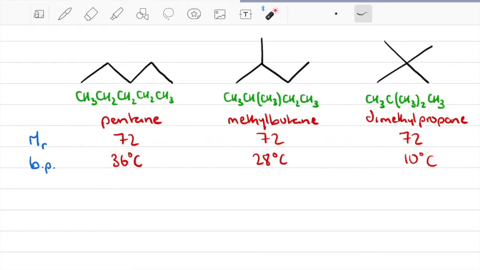And if we look at what's happening here, as there is greater branching, the boiling point decreases. So the intermolecular forces, the van der Waals forces, are less strong. Now, this can't be to do with the number of temporary induced dipoles, because we would expect there to be the same in all 3 because we have the same number of electrons. So there's obviously another factor. And the phrase that you have to use, the thing that we're relating this to, is contact surface area.